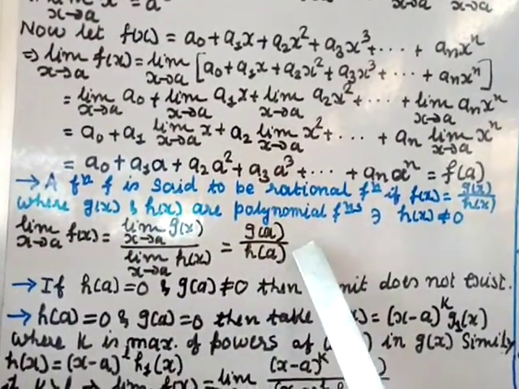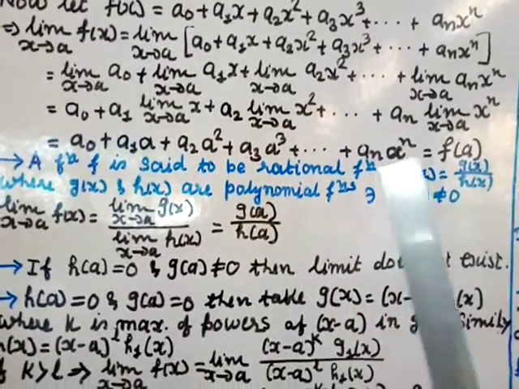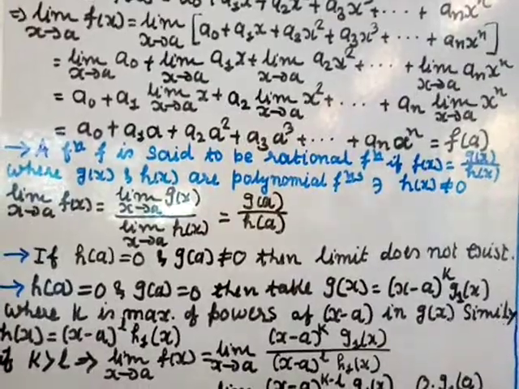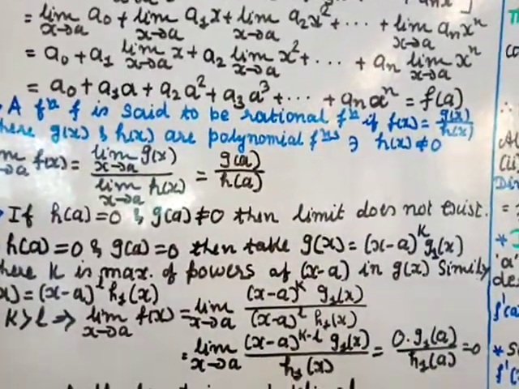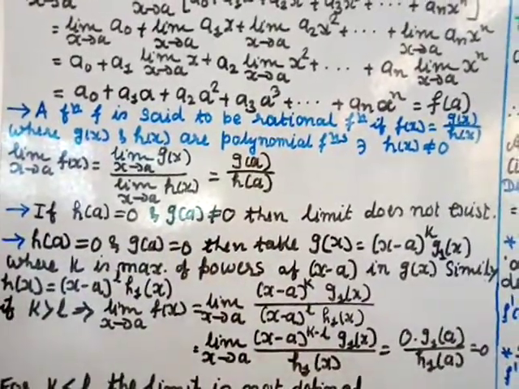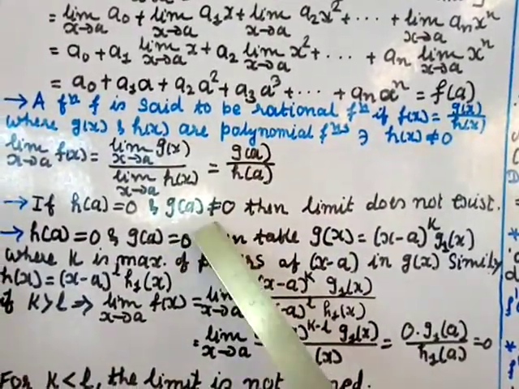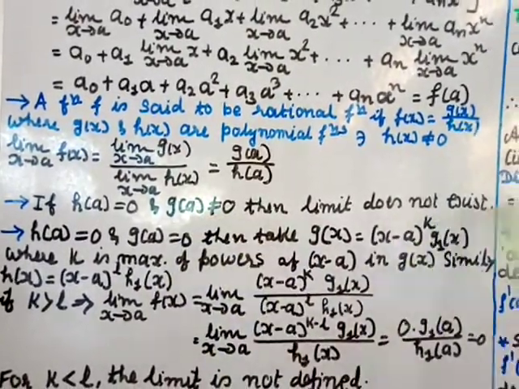Now suppose h(a) is equal to 0. Then we can have two possibilities: g(a) can be 0 also, or g(a) can be non-zero. So let us prove for that. h(a) is 0 in both the cases, but suppose g(a) is not 0 first. If this is not 0, then the limit does not exist.